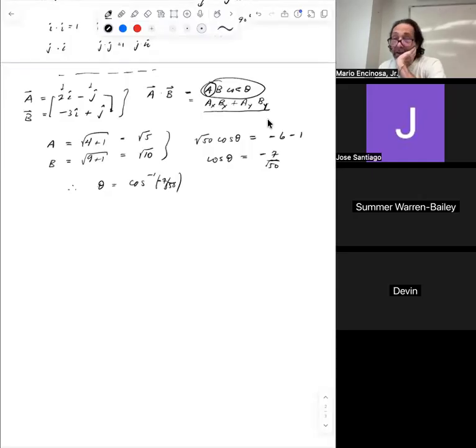Is there any other way to get theta? Well, you could graphically do it and get it with a protractor. I can't think of any other way. In the context of what we've done so far, no. Is there another way to get theta? Yes, which leads us to the cross product.